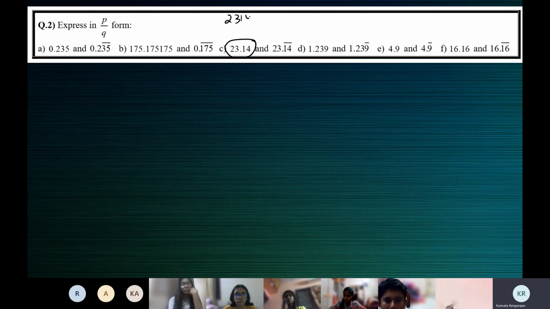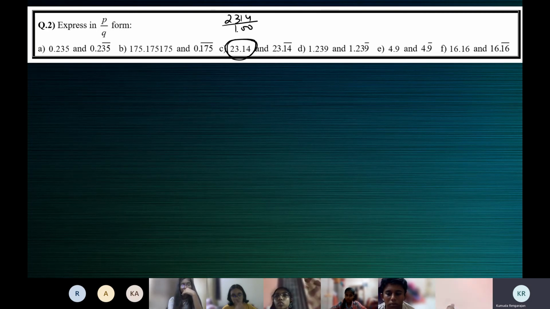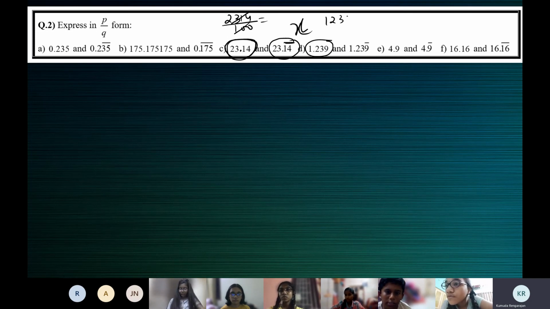Children, be careful. This one is just 2314 by 100. That's all. 23.14 is just 2314 by 100, and then you simplify. That's the P by Q form. For 23.14 recurring, you should use the X method. The X method is for the recurring one. Here also, 1.239 is 1239 by 1000. For this one, you should use the X method.